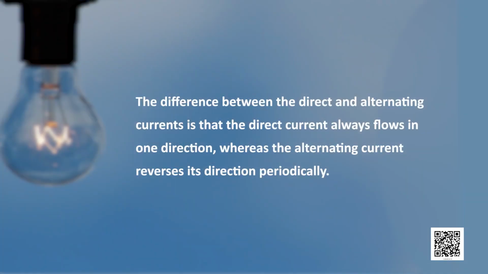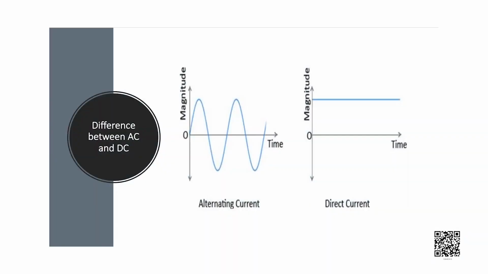The difference between direct and alternating currents is that the direct current always flows in one direction, whereas the alternating current reverses its direction periodically. An important advantage of AC over DC is that electric power can be transmitted over long distances without much loss of energy. Children, in our homes, we receive the supply of electric power through the main supply, which is generally called mains, through overhead electric poles.